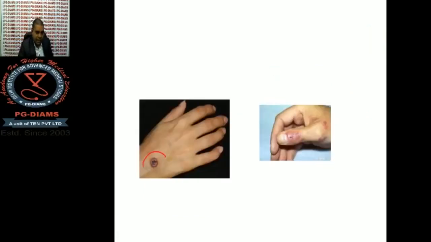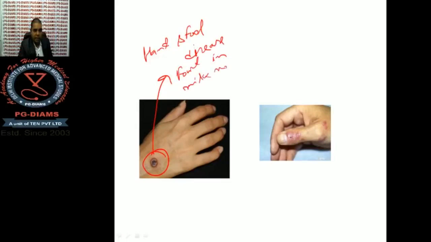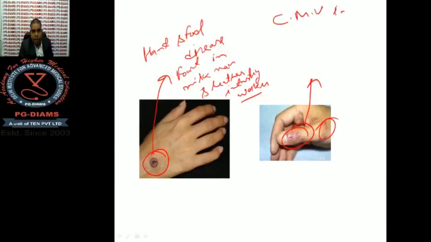This is a slide showing hand and foot disease found in milkman and leather industry worker. Okay, this lesion, these are characteristic of CMV infection, that is cytomegalovirus infection. Cytomegalovirus infection.